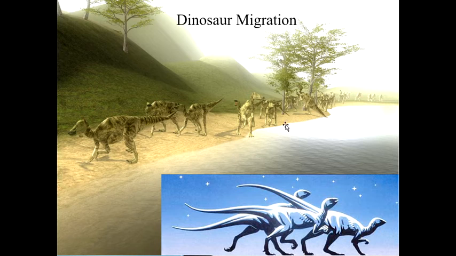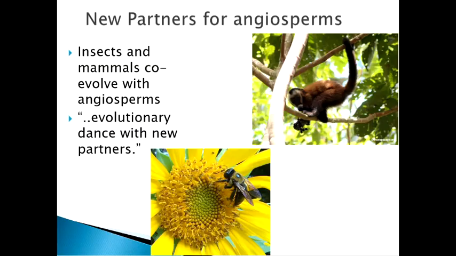As the gymnosperms decline and are replaced, the dinosaurs have to follow them. The upper and lower pictures show this herd of ornithopods, or hypsilophodonts, heading north, heading to colder and more miserable climates. Meanwhile, angiosperms develop new coevolutionary partners.